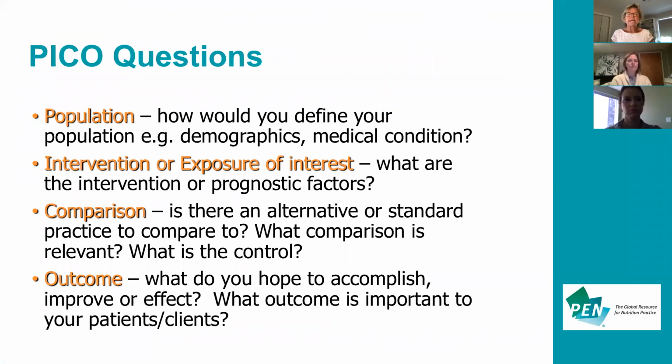We're really going to be focusing in this webinar on PICO questions, Penn PICO questions. When we're talking about PICO, the P for population is how would you define the population, either by demographics or medical condition. When you're thinking about the intervention or exposure of interest, what is the specific intervention we're talking about, presumably a dietary intervention. Is there a comparison condition to compare it to? And outcomes: what do we hope to accomplish, improve, or affect?